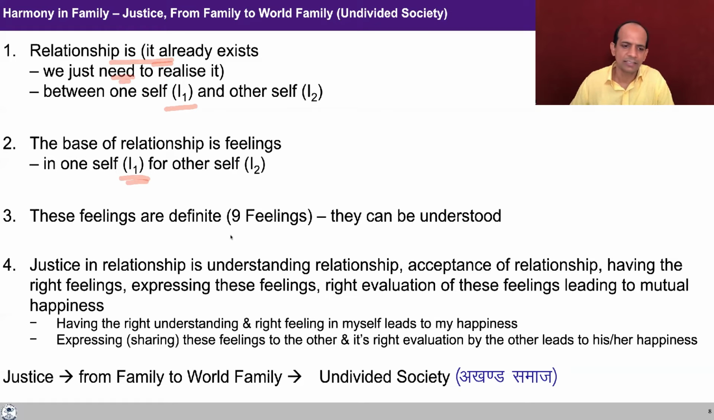And as you said that there are the 9 feelings in the relationship and they can be understood with definiteness. And justice in relationship is understanding the relationship, acceptance of relationship, having the right feelings within oneself, and then expressing these feelings so that we are able to rightly evaluate these feelings, so that it is able to lead to mutual happiness. So many things are involved while ensuring mutual happiness in the relationship. So having the right understanding and right feeling within me leads to my happiness.